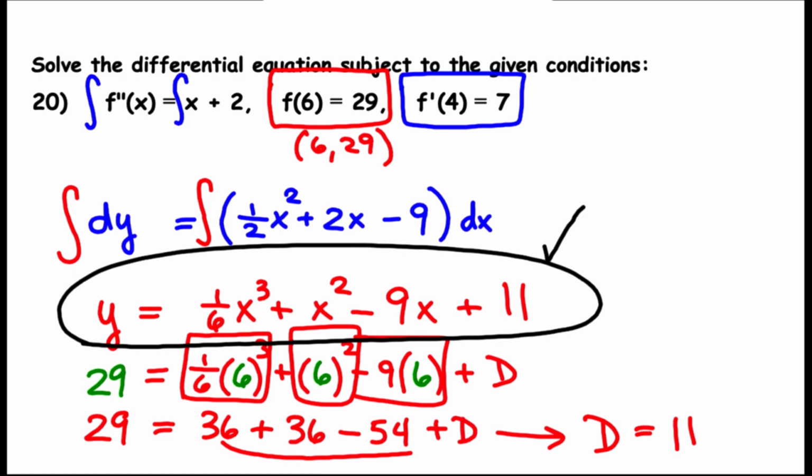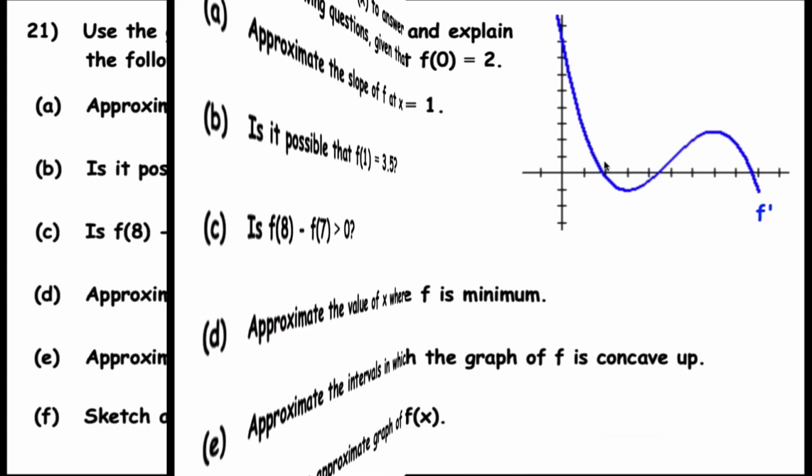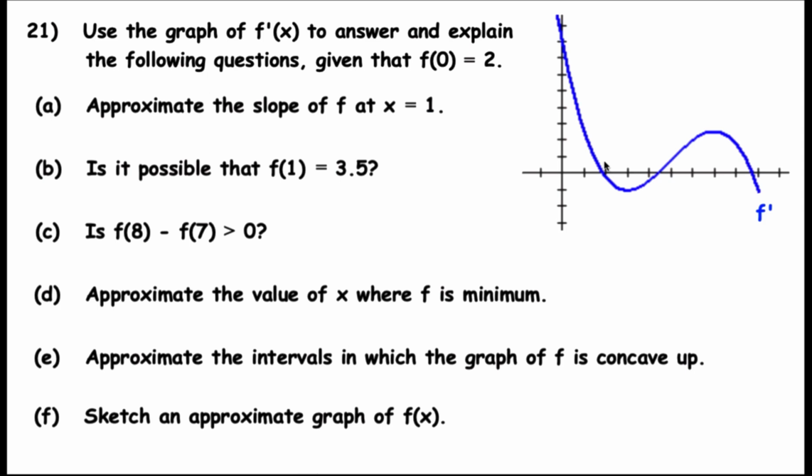All right, number 21 will be the last one of the section. This has been a long one. All right, here goes. It says, use the graph of f prime of x to answer and explain the following. Given that f of 0 is 2, all these questions that are being asked of us all mention f of x, but yet the graph is f prime, which is something the College Board loves to do.